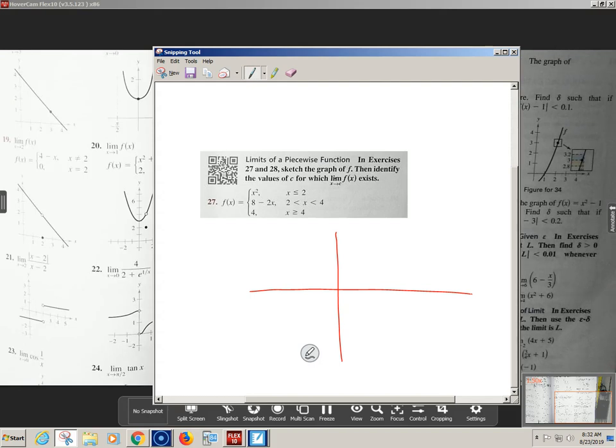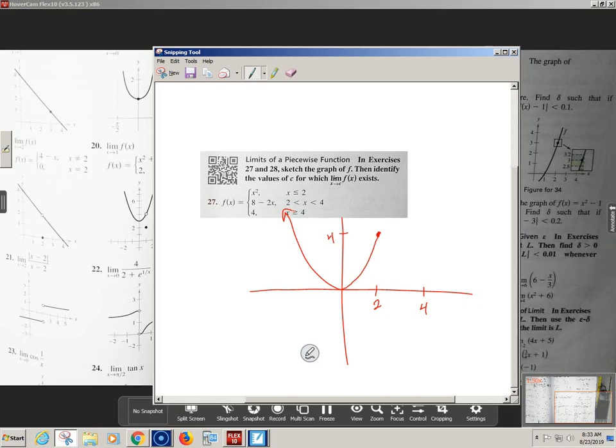So for x less than 2, we'll throw 2 there, and then we have a 4 here. We have an x squared. So isn't x squared going to be something like, hold on, where is x squared when x equals 2? 2 squared is 4. Okay, so let's stop this. Oh, 2, 4. Sweet. Good?